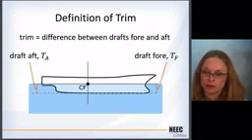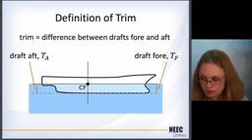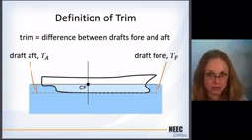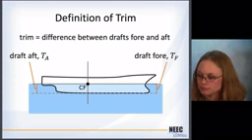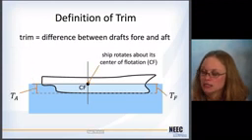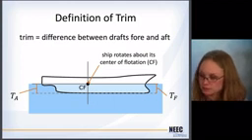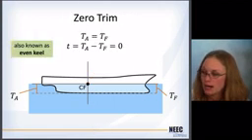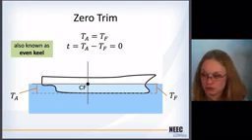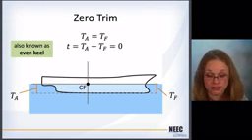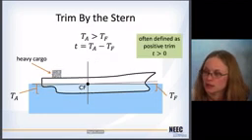So trim is the difference between the draft fore and the draft aft of the ship. It is a number, like, you know, 3 inches or something like that. The ship rotates about its center of flotation, which is not necessarily at midships. For zero trim, the draft fore and the draft aft are the same. So trim itself is this lowercase t. It's equal to draft aft minus draft fore. If it's equal to zero, this is known as even keel or zero trim.